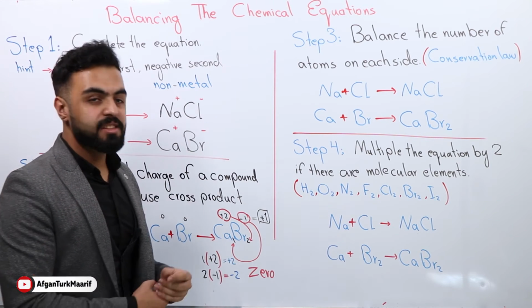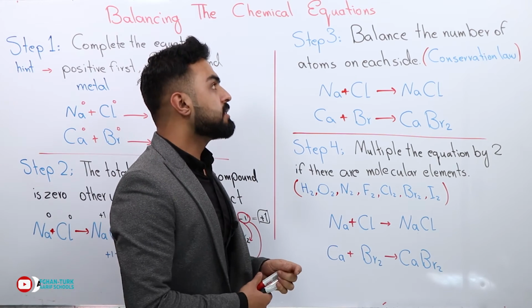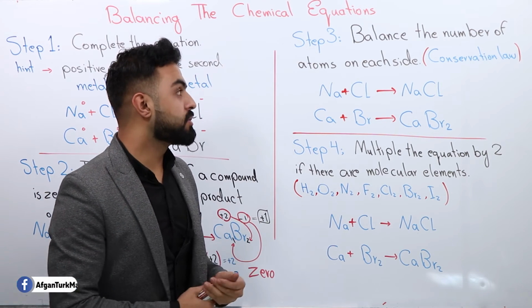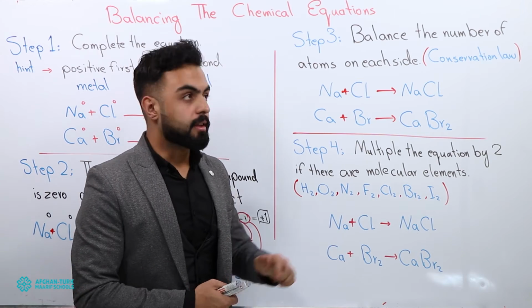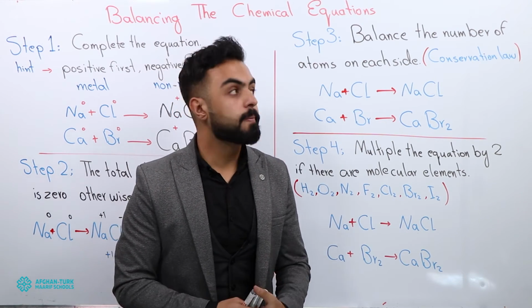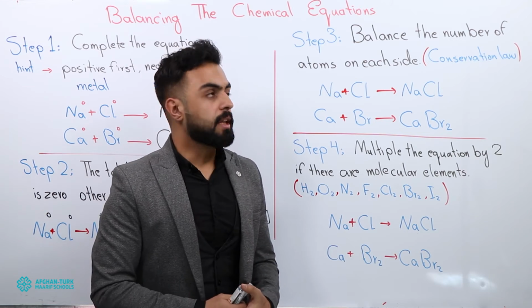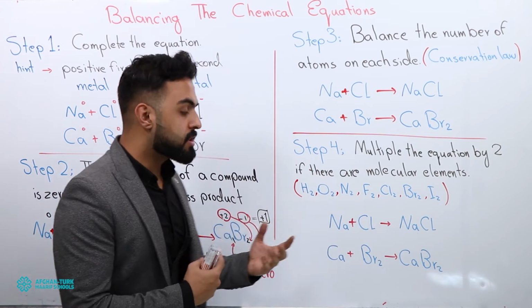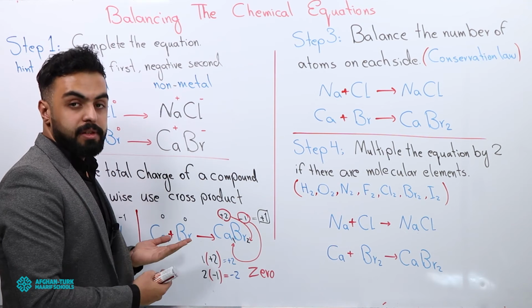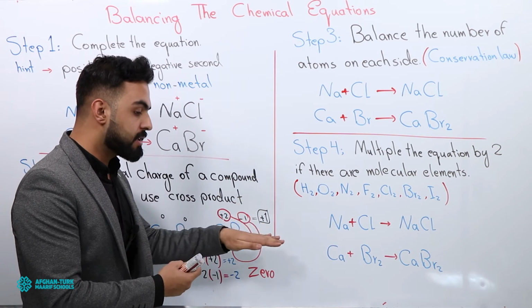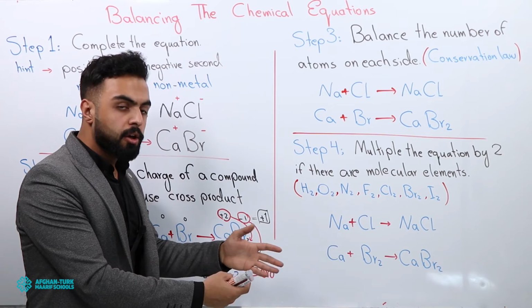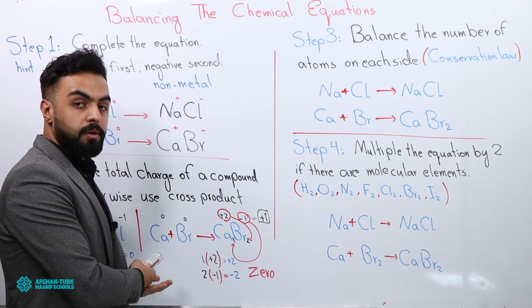So let's go to the next step. The third step says to balance the number of atoms on each side. The law of conservation of mass that we have studied. So what does it mean? We change the number of atoms on the right side from the previous step. Now we should balance both sides. How many atoms we have on the right side, we should have the same number of atoms on the left side.